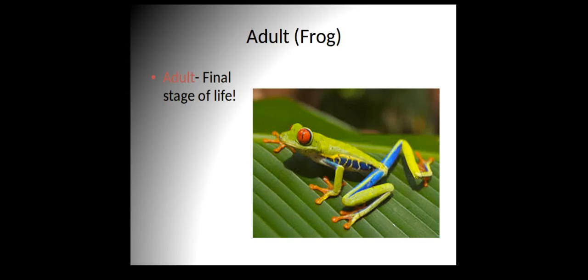Now, shortly after the frog comes on land to live, it becomes an adult. An adult, just like in insects, and in humans, is the final stage of life. The female frogs are now able to reproduce by laying the eggs, and the whole frog life cycle continues.